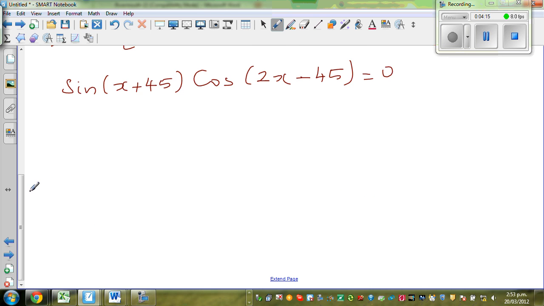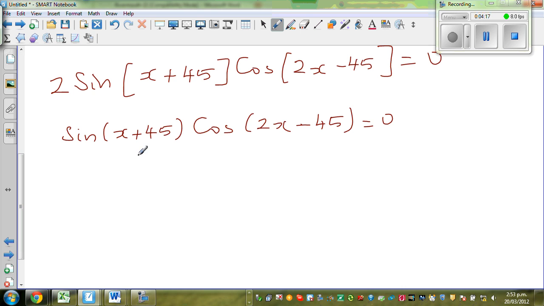Now I can set both of them equal to 0. If x times y is 0, x is 0 or y is 0. So I can say sine (x plus 45) is equal to 0, or cos (2x minus 45) is equal to 0.